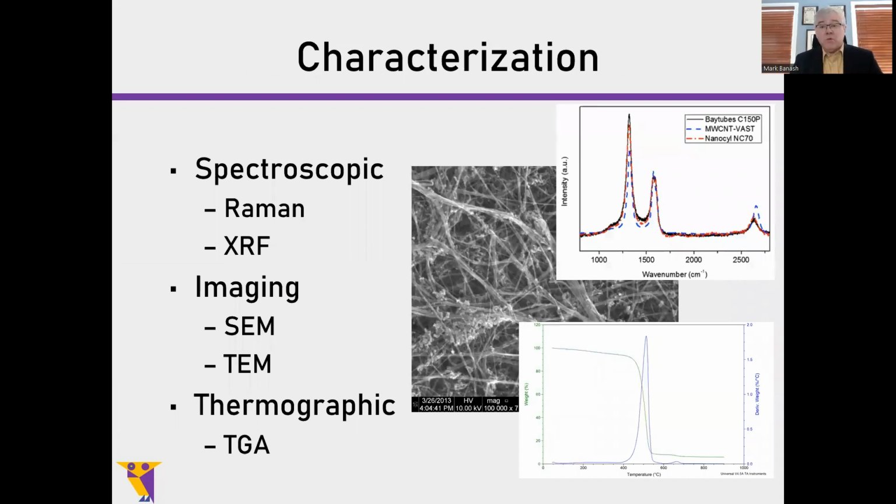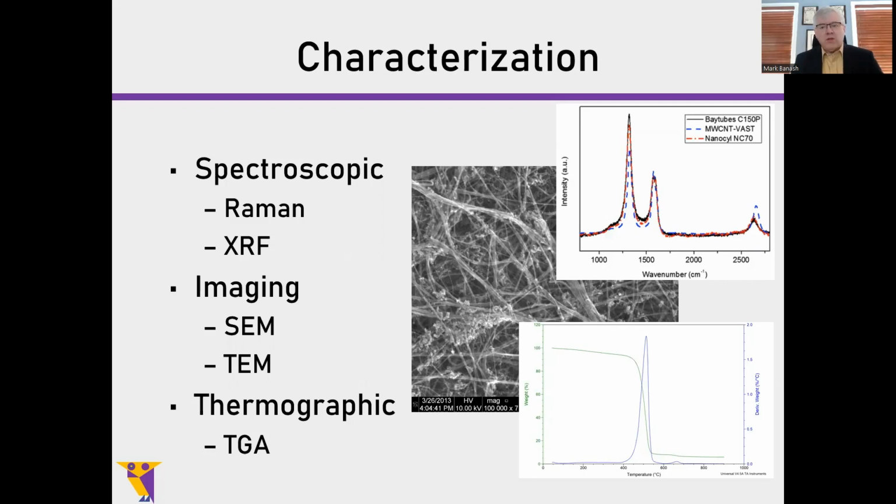So we need characterization. Well, what do we do to characterize these things? There are 3 families of techniques. First is spectroscopic, the second is imaging, and the third is thermographic. Spectroscopic is Raman and X-ray fluorescence, which give information about tube order, material composition, whether there's residual catalyst or things like that in the material.